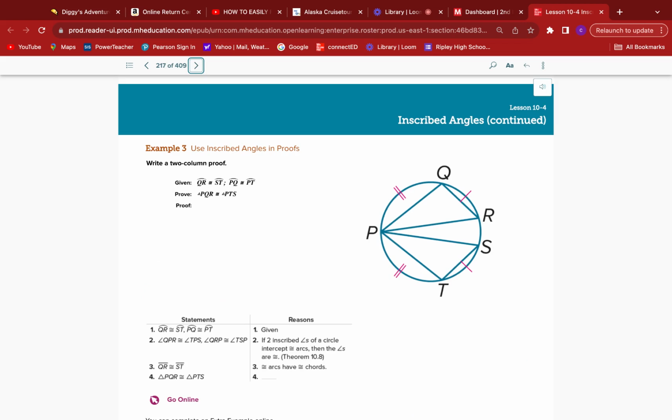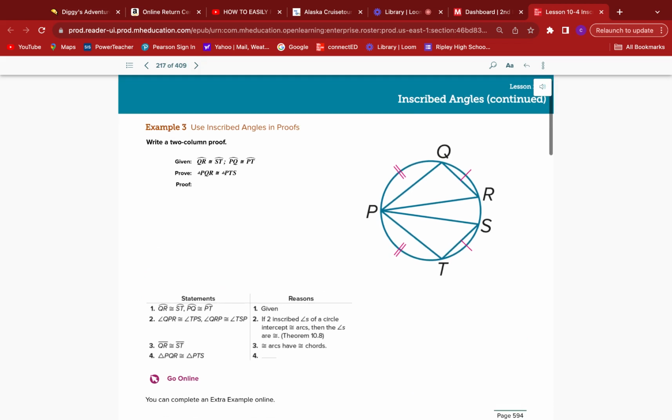All right, what we got here? All right, we got a proof. So I'm looking at things that are congruent because they're marked equal, like these little 1 slashes and these little 2 slashes. All right, so it says that arc QR is congruent to arc ST. Y'all, that means that angle P, this angle QPR, and this angle TPS are equal to each other. So we've got angles that are marked equal. Remember A for angle.